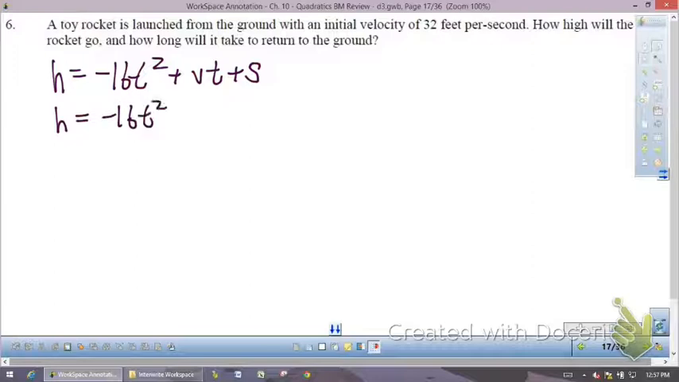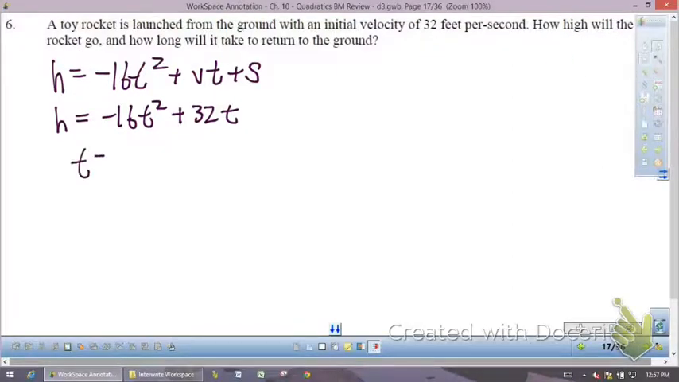Alright? What's the initial velocity? 32, so that takes the place of v. And it's upward, so that's why we keep it positive. If it were a downward initial velocity, then we'd make that negative. So let's put the t there. And what is the starting height? 0. Since it's launched from the ground at 0, I'm not going to put a plus 0, because that wouldn't make a difference at all. I'm just going to leave it off. Okay, guys? So, at this point, we have to find the maximum height. That's the first one. How high will the rocket go?